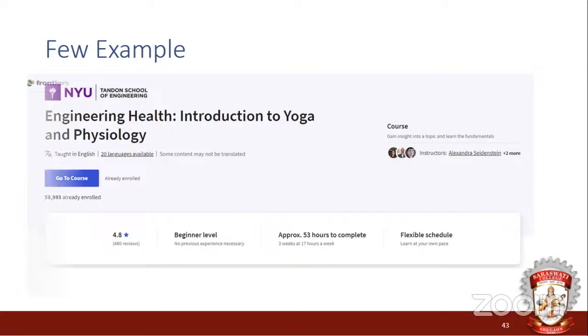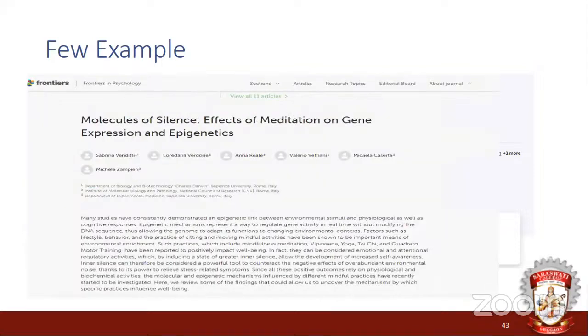They're directly connected with physiology. And here is some literature. Frontiers in Science, that's one of the leading journals. The Molecule of Silence: Effect of Meditation on Gene Expression and Epigenetics. I'll not get into what epigenetics is because it's a niche topic in biotechnology.